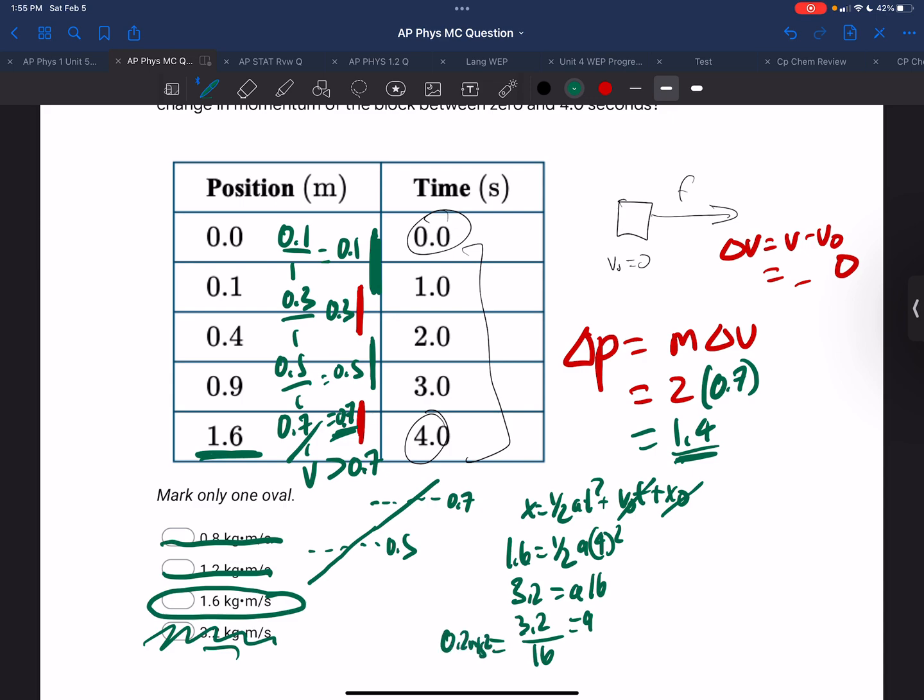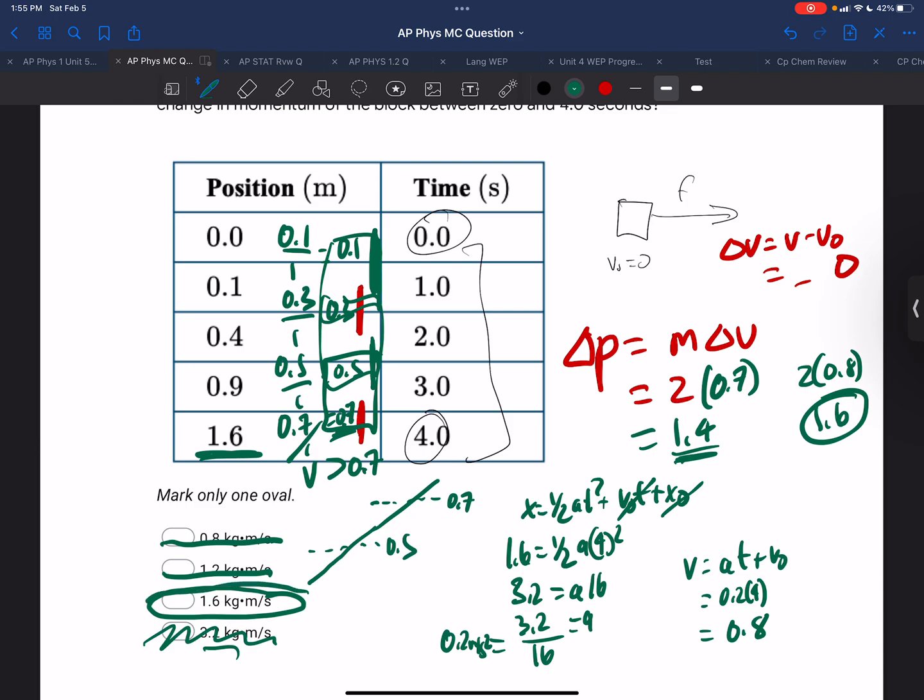And that actually matches the 0.2 we found earlier. So if we have v equals at plus v0, with an acceleration of 0.2 and 4 seconds, then we would expect the velocity to be 0.8. So if it's 2 times 0.8, well, that would be 1.6.